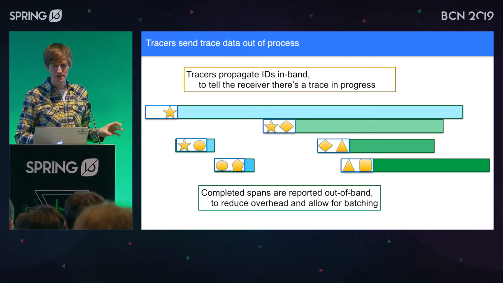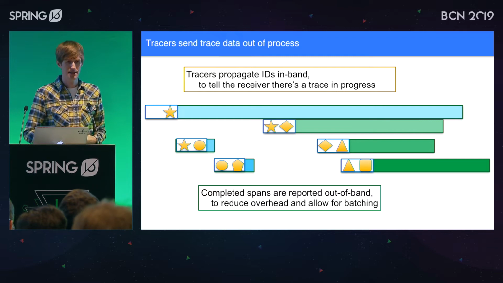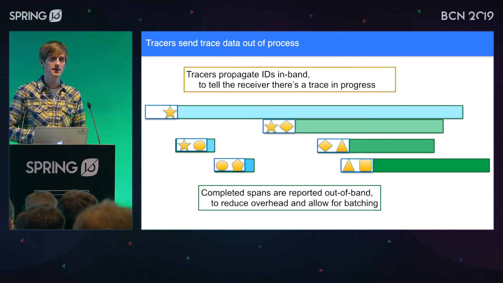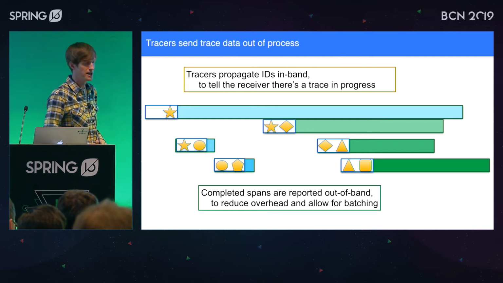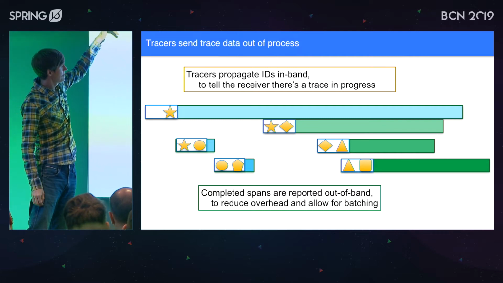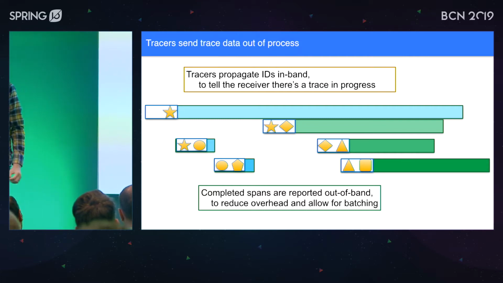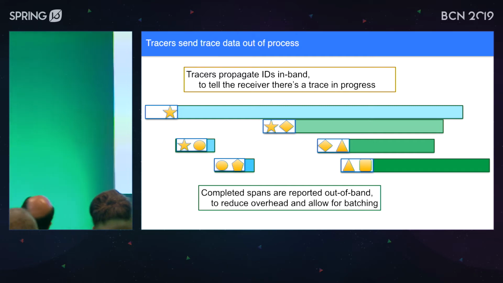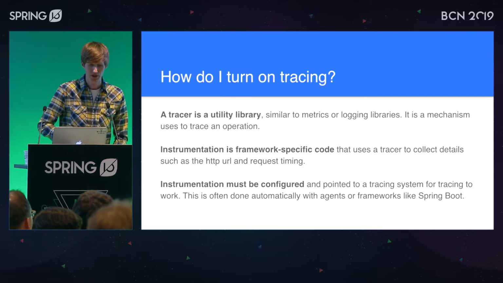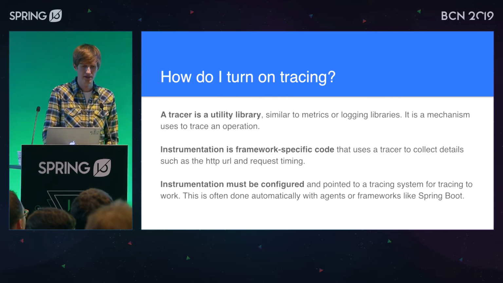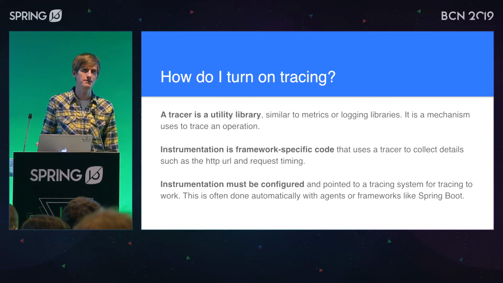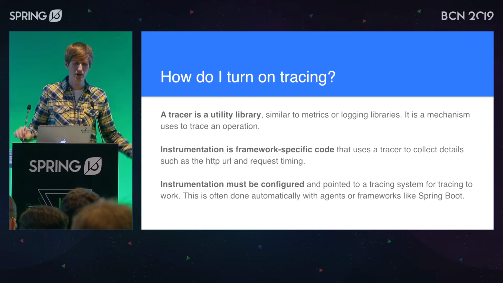The actual data, the important parts, like the things that tell you what HTTP request it was, is sent out of band, asynchronously. So this manages the overhead. While your request is going in the critical path, only the IDs are carried. The actual big JSON stuff is sent asynchronously. That's how it works. And so if you're turning it on, you're turning on a utility library, the tracer. If you're using Spring Boot, you're usually having Spring Cloud Sleuth do this for you. You may not even know what's happening.